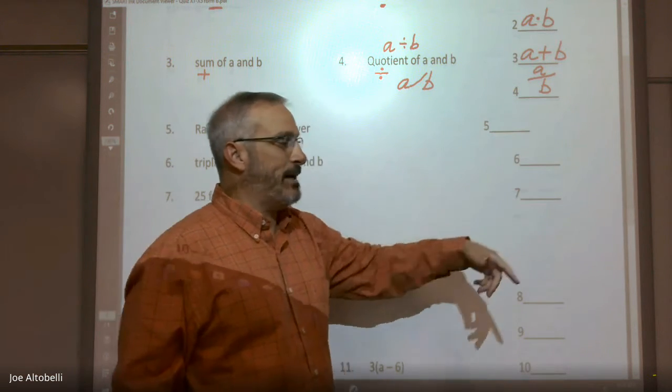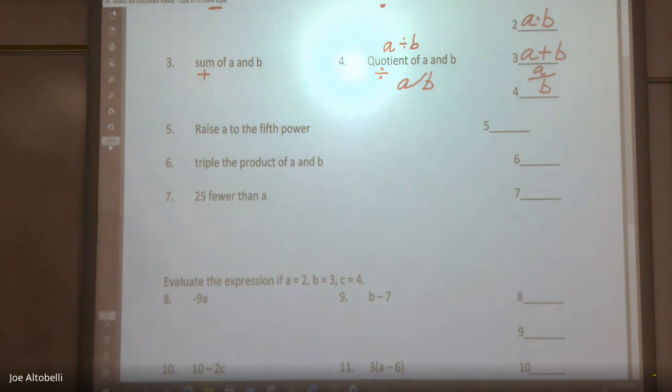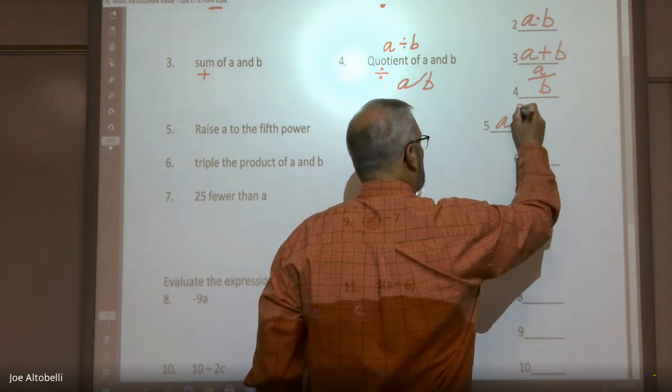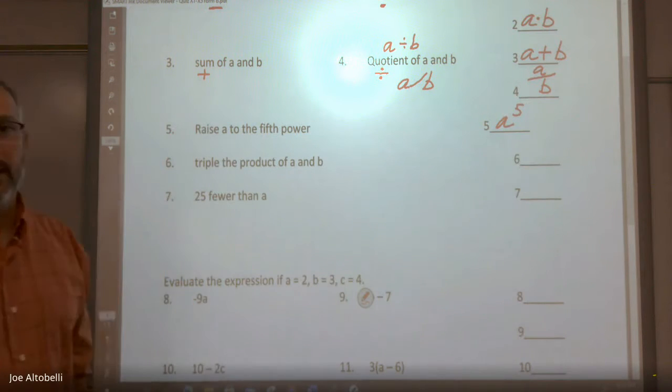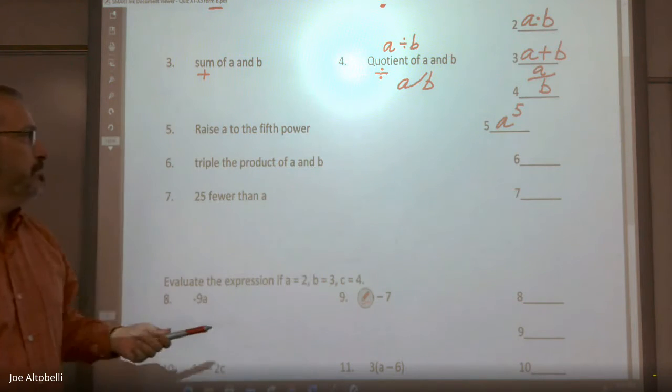All right, so this is just a typo. It should be another tabbed over. I didn't catch it. Raise A to the 5th power. Go ahead. How do we write that out? You just write it A to the 5th. A to the 5th power.